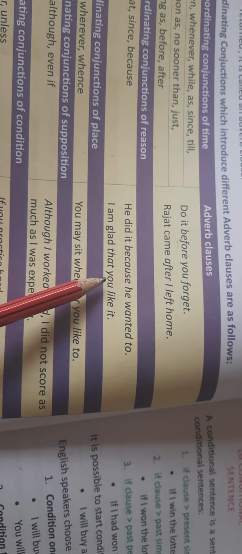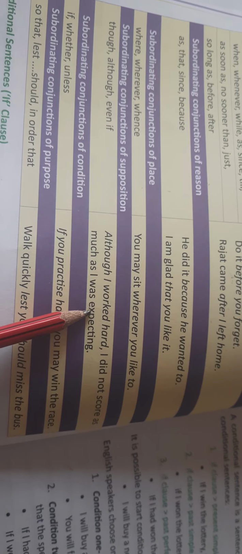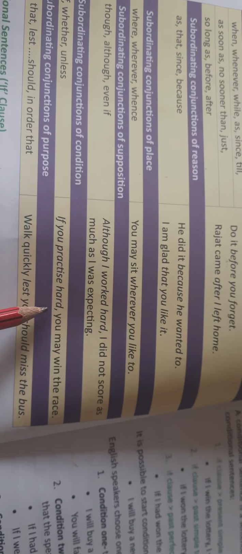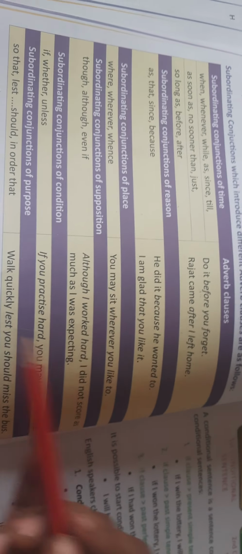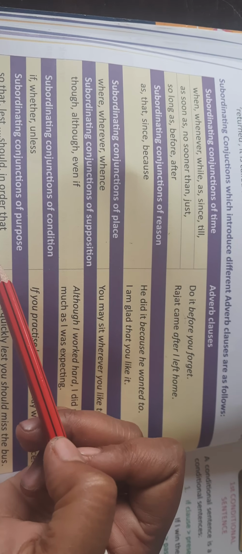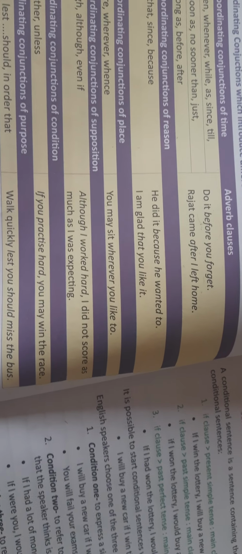Similarly, these words are showing reason. These group of words are showing places. These group of words are showing supposition. This is showing condition, and the last one is showing purpose. So these are all adverb clauses. Beta, you all have to go through all these conjunctions very carefully. Then you will be able to identify the adverb clauses easily.